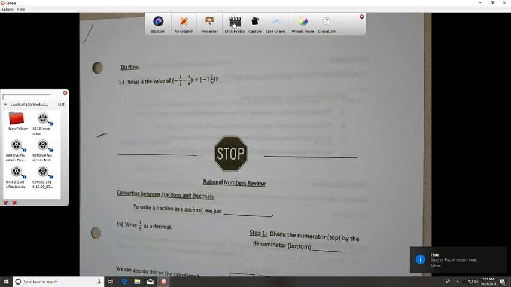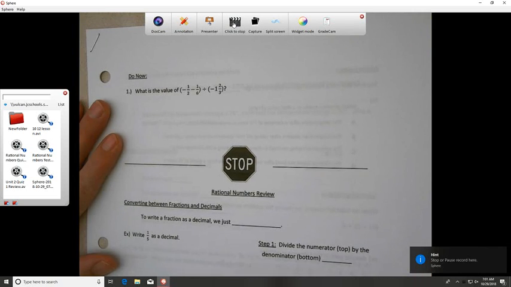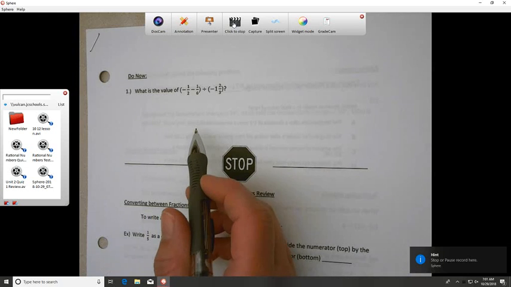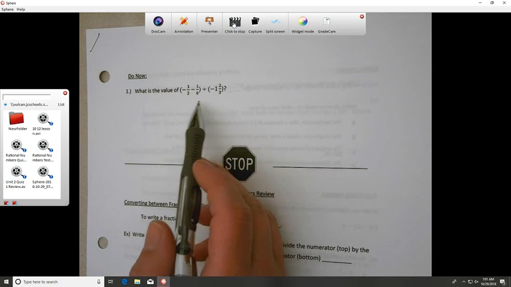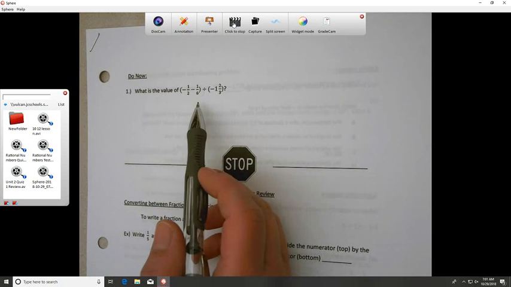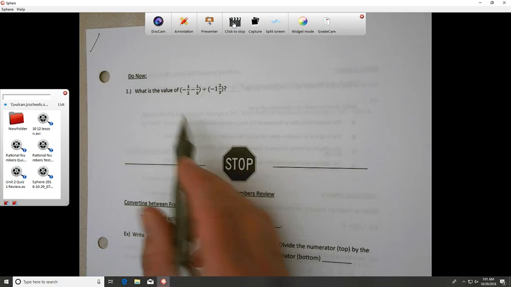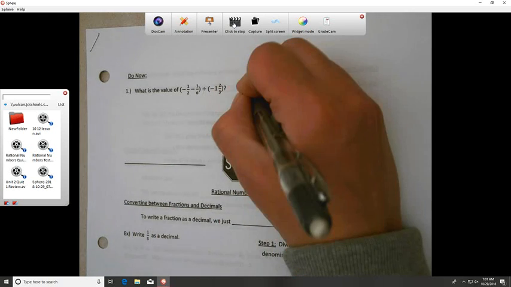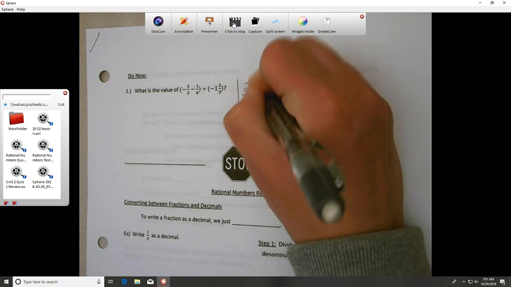Alright, so for the do now question, that is just a matter of typing that into your calculator exactly how it appears. So you got to make sure that you type those parentheses in there also. And if you type that all in correctly, it should come out to 2/5.